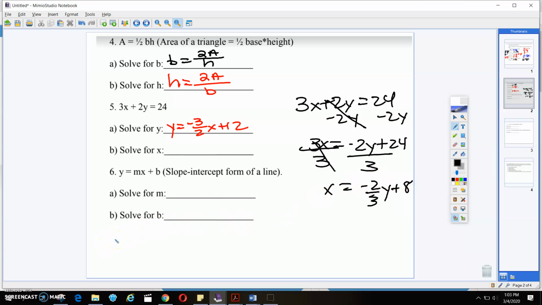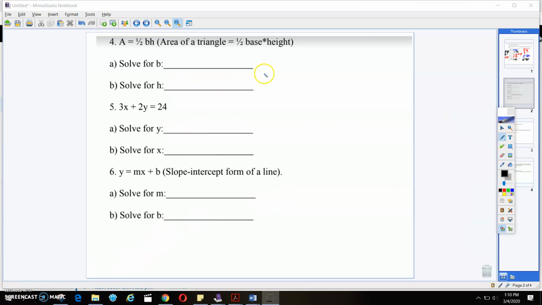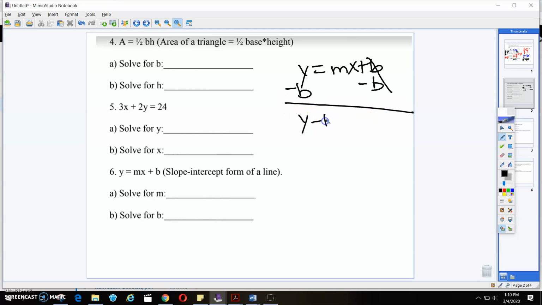Go ahead and try 6, 7, and 8. I know 8 is a little tricky, but go ahead and try that. As you're finishing, what's going to happen is you're trying to get m by itself. So you've got y equals mx plus b. Now you're trying to get m by itself. So you're going to subtract b from both sides. That should be the first thing you do. Then you're going to get y minus b equals mx. Again, your goal is to get m by itself. So what is m attached to? M is attached to x. So we're going to divide by x on both sides. So m is going to equal y minus b divided by x.